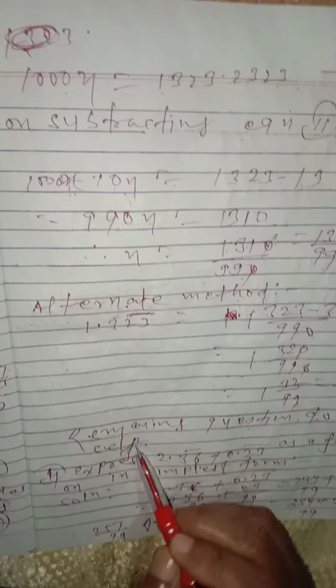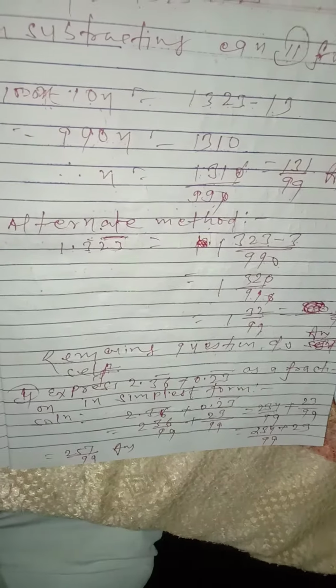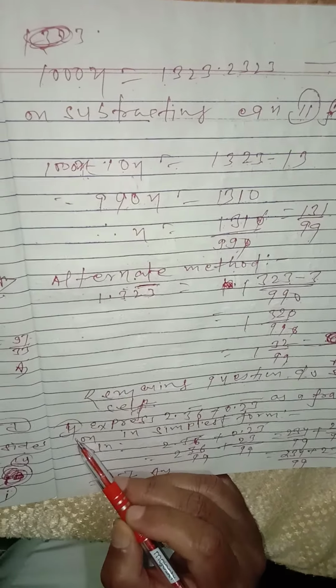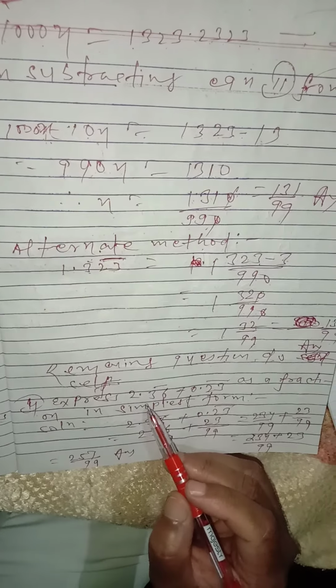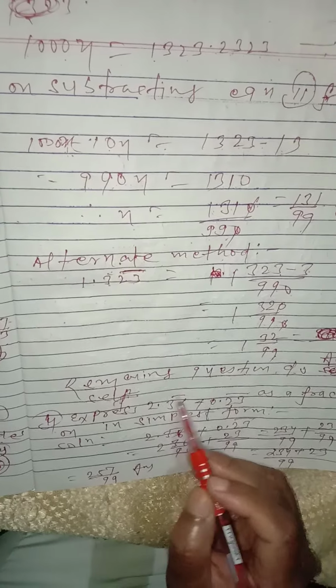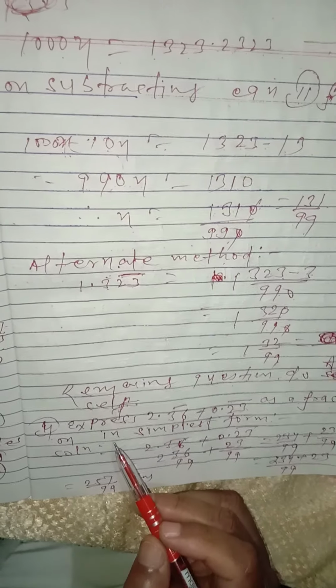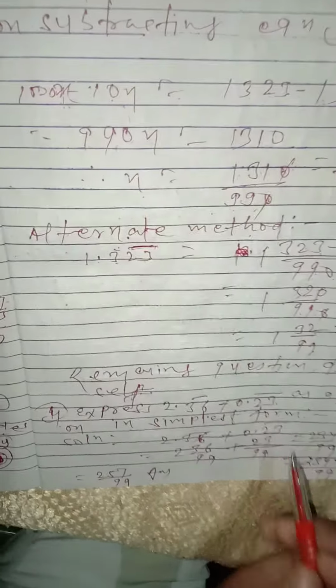Remaining questions, do them yourself. Exercise 1B. Remaining questions, all students do themselves. Question number 4. Express 2.36 recurring plus 0.23 recurring as a fraction in simplest form.